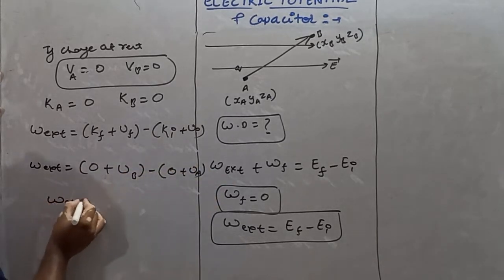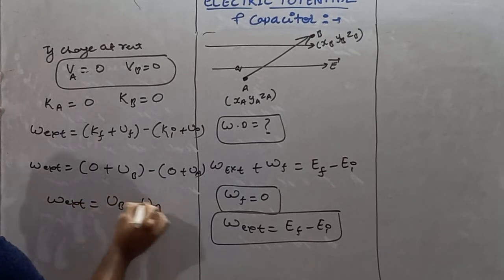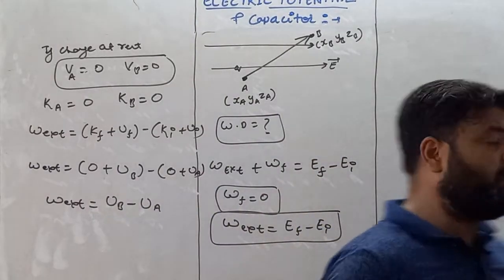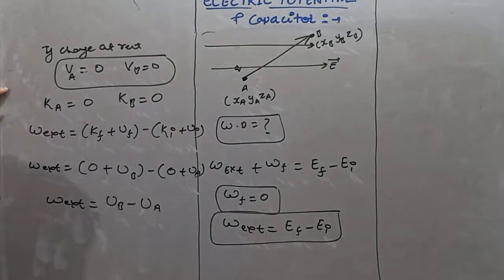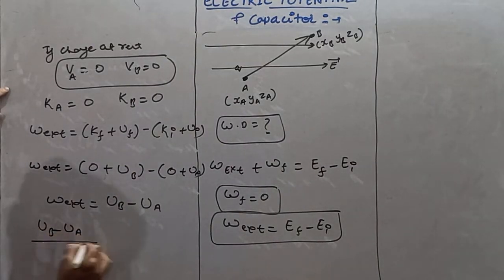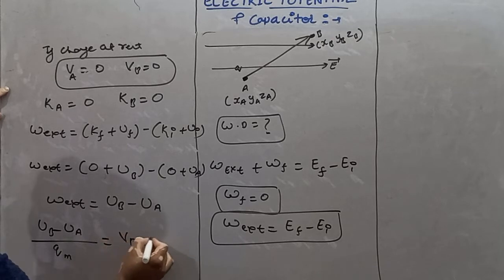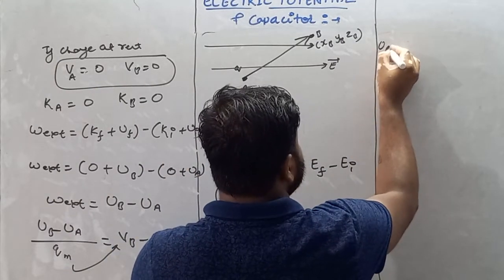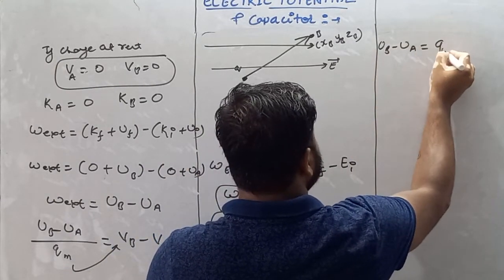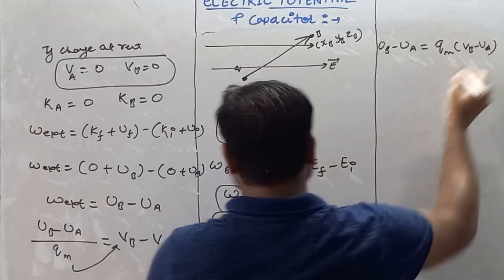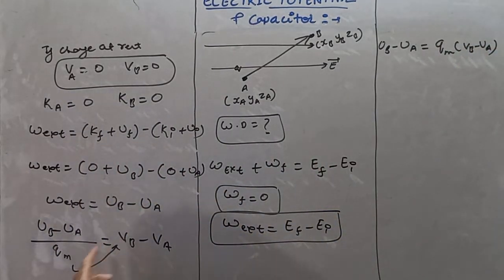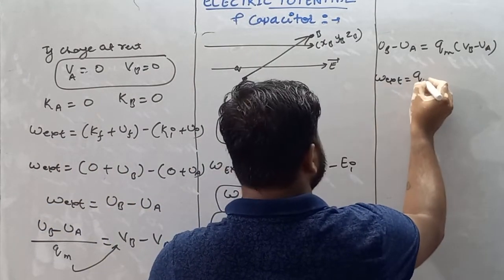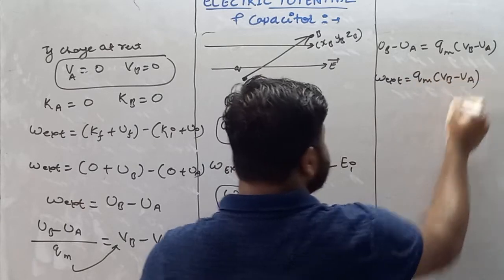So we can write work done by external force is equal to UB minus UA. Now we all know that there is a relation, UB minus UA is equal to Q movable times VB minus VA. Take this movable charge here, so what we'll get? UB minus UA is equal to Q movable (VB minus VA). This relation is already derived by us, so I hope you all understand this. So work done by external force can be written as Q movable (VB minus VA).